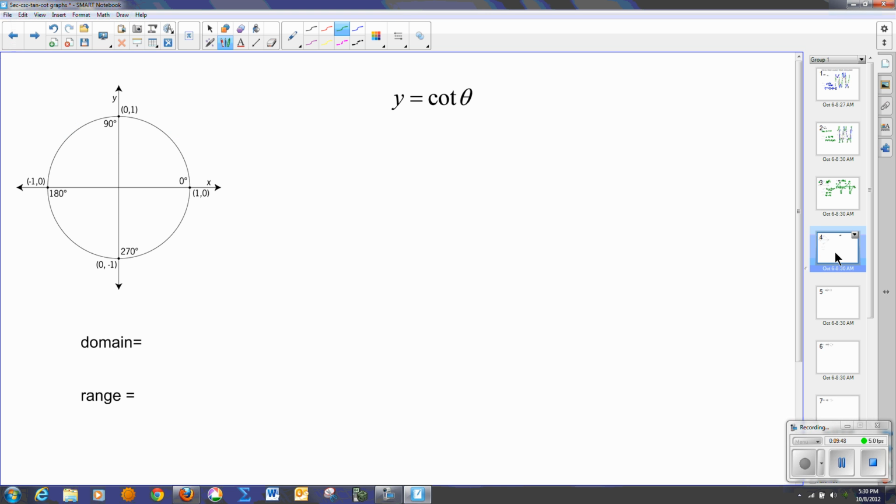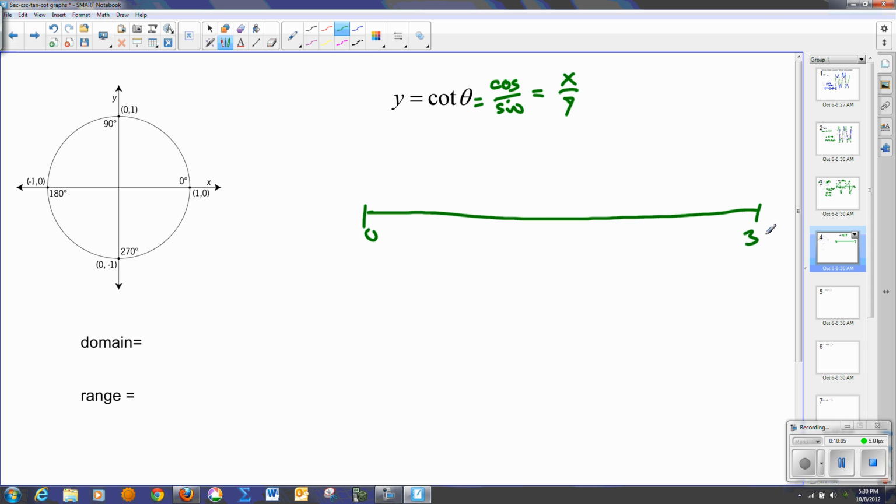Let's take a look at cotangent. And cotangent is a reciprocal of tangent, so it's cosine over sine, or in this case, x over y. We're going to graph this once again from 0 to 360. Look at all those important axis points, 90, 180, 270, 360, etc. And we're going to take our values from the unit circle once again.